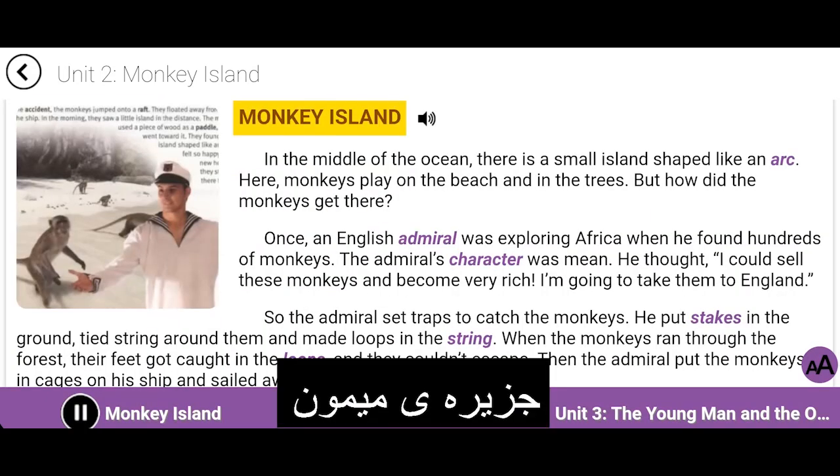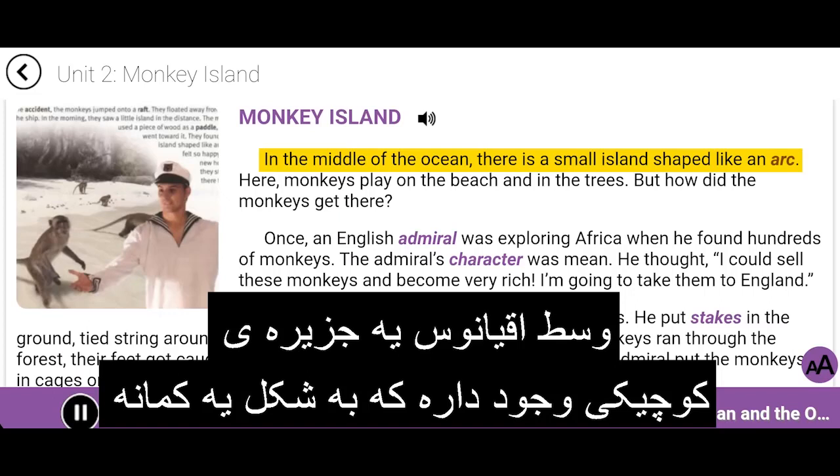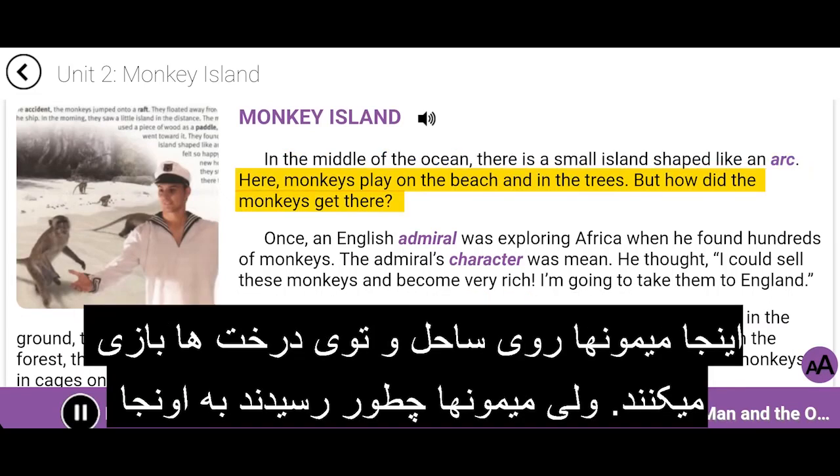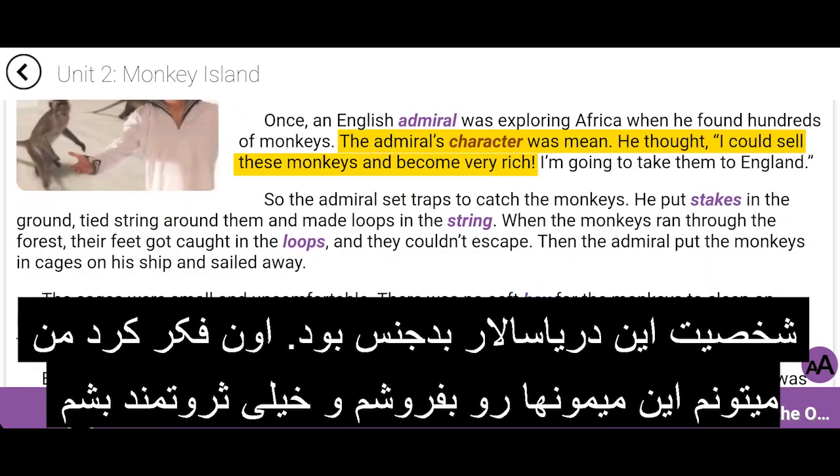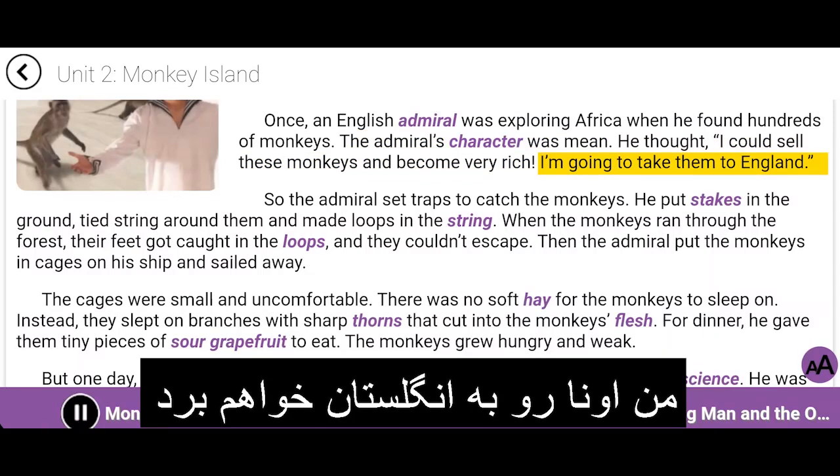Monkey Island. In the middle of the ocean, there is a small island shaped like an arc. Here, monkeys play on the beach and in the trees. But how did the monkeys get there? Once, an English admiral was exploring Africa when he found hundreds of monkeys. The admiral's character was mean. He thought, I could sell these monkeys and become very rich. I'm going to take them to England.